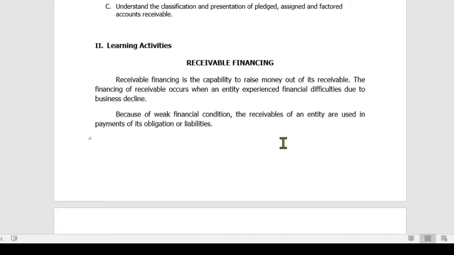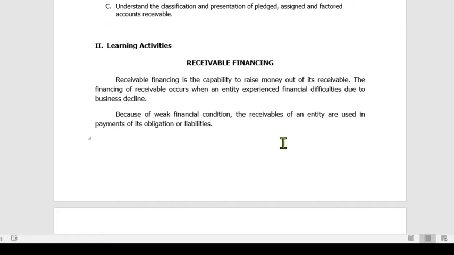So, ang sinasabi lang under receivable financing is pwedeng gamitin itong mga asset account such as receivables para maka-generate ng cash, especially kapag ikaw ay in a very tight cash position. Because the logic ay kapag hindi ka nakakakolekta ng mga receivables mo from your customers, ikaw mismo bilang entity ay meron ka ring mga liability.